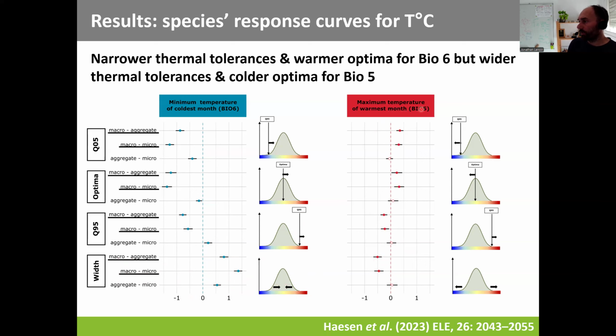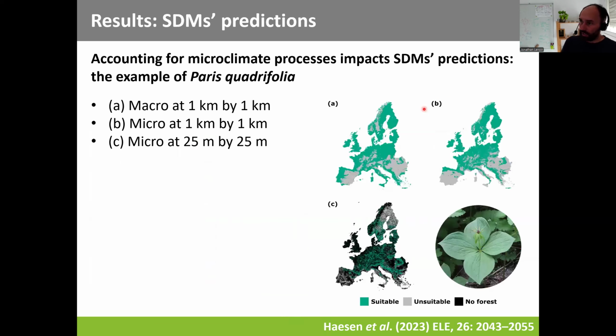And for maximum temperature of the warmest months, we have a bit different results. It's almost the opposite. We have a larger niche width with microclimatic conditions than when using macroclimatic condition. And also the optimum is slightly shifted towards colder condition when using microclimatic condition for this maximum temperature of the warmest month, which is here the temperature extreme towards the warmer extreme.